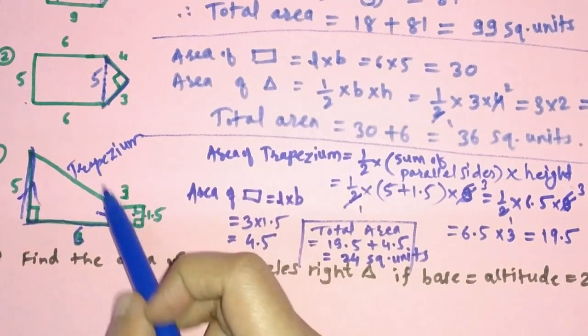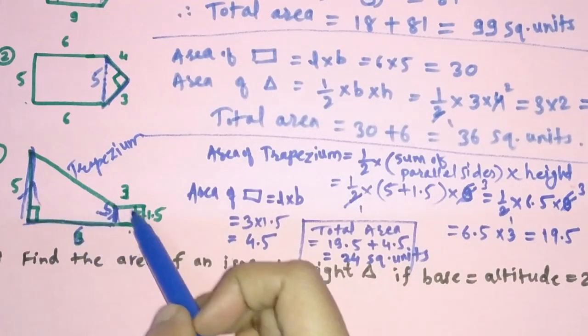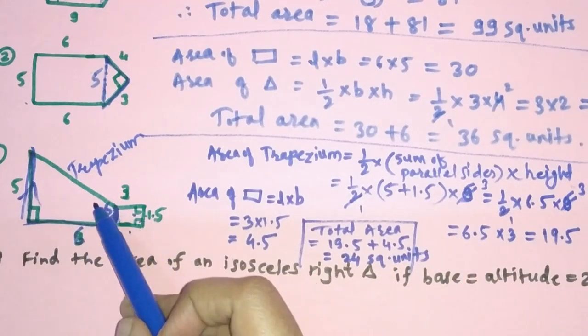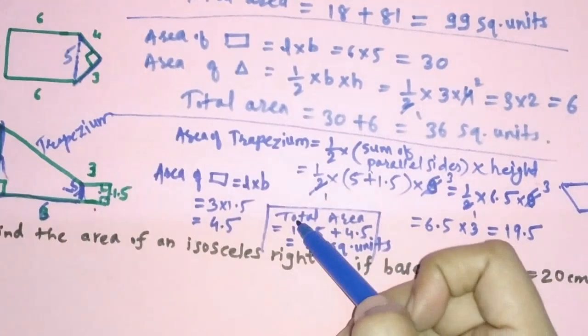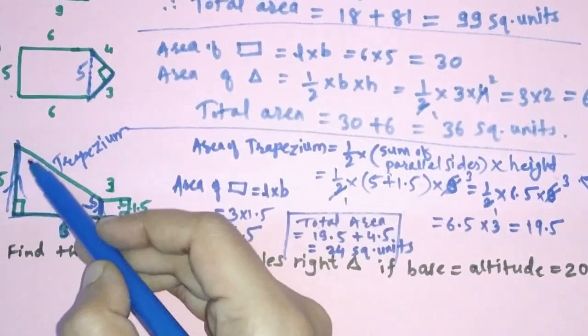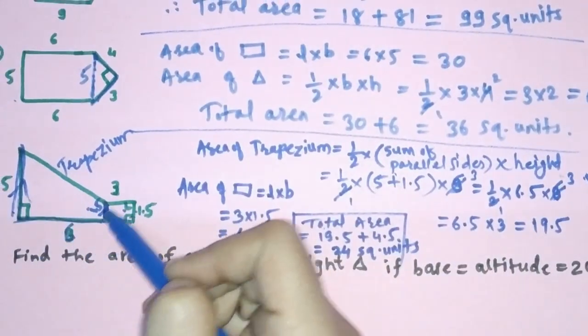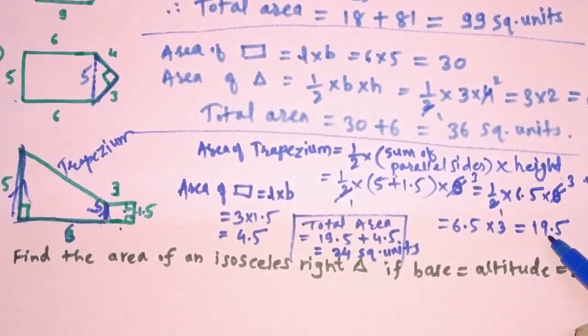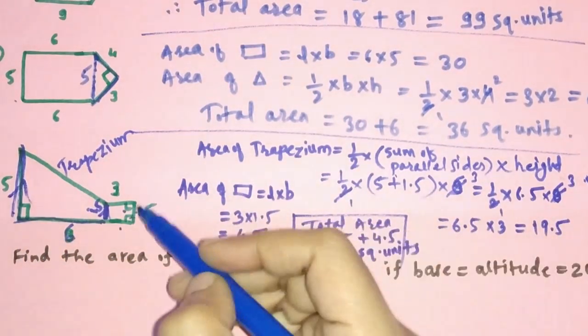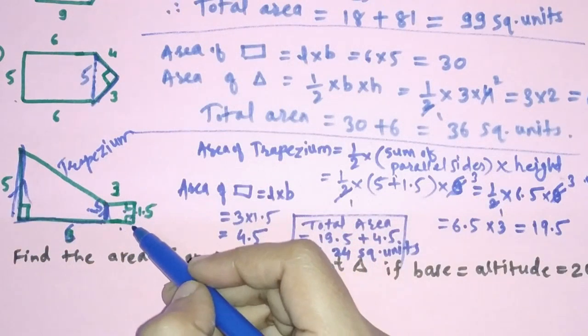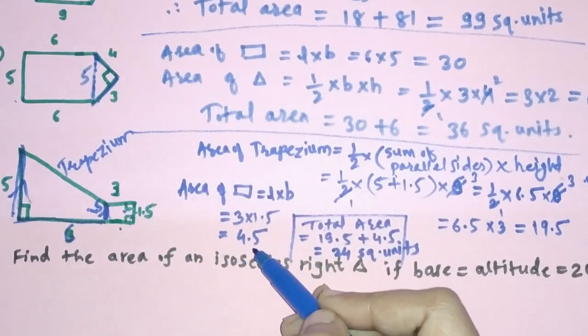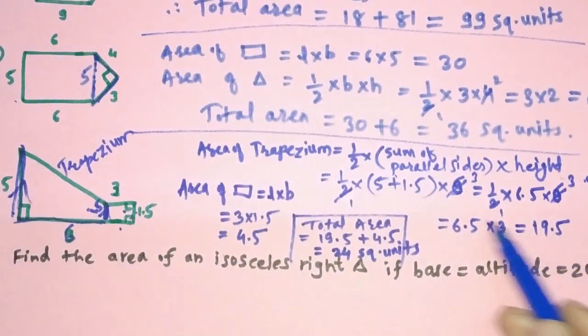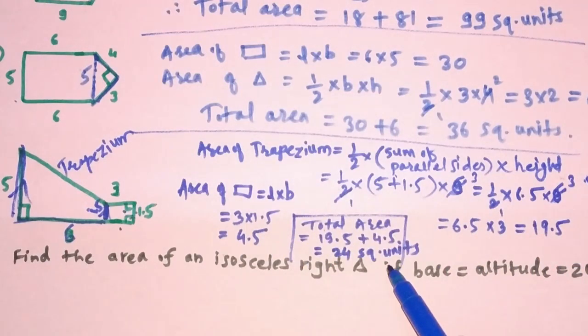So let me again clear you. This one part is a trapezium. This is a part of a rectangle. Trapezium's formula is 1 by 2 sum of parallel sides into height. So your parallel sides are 5 and 1.5 and height is 6. Then we have got 19.5, and then this is the area of a rectangle, L into B. So we got 4.5. We have added 19.5 and 4.5. We got 24 square units.